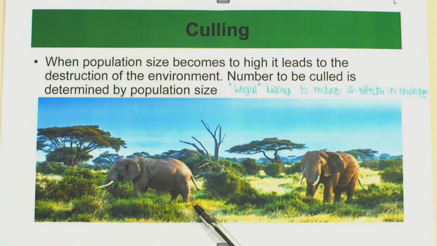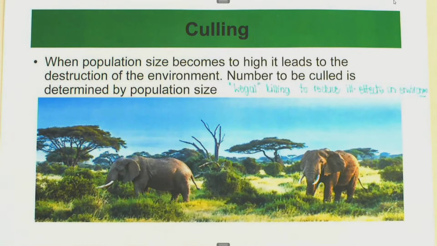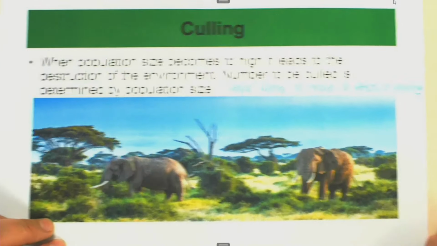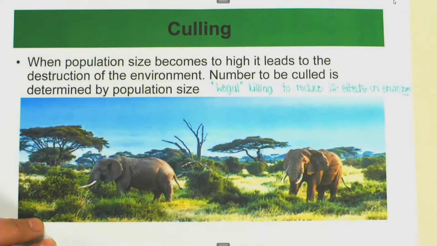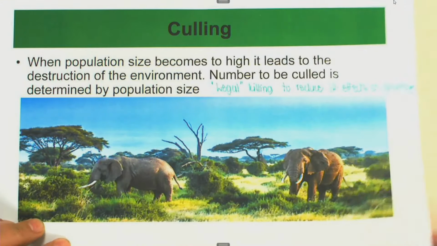So we need to make sure that we look at the whole picture, the carrying capacity and what is good for the elephants, what is good for the environment. So culling only happens as a last resort, when all of the other things that they have tried are not working. It is the legal killing to reduce the numbers of animals to prevent the effects that they have on the environment.